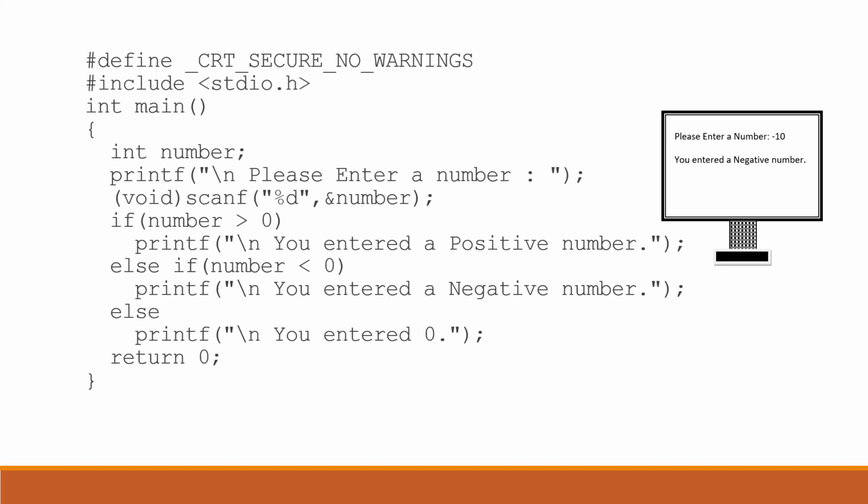If number is greater than 0, and this is true, it prints you entered a positive number. If number is less than 0, and this is true, it prints you entered a negative number. If neither of the above conditions is true, meaning number must be equal to 0, it prints you entered 0. The return 0 statement indicates that the program has executed successfully and is terminating.